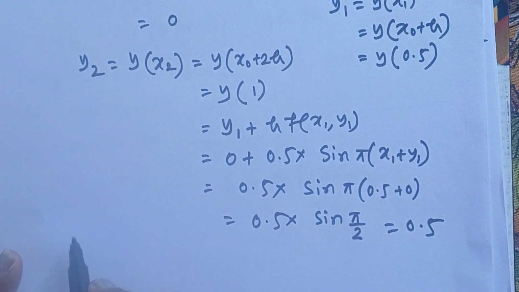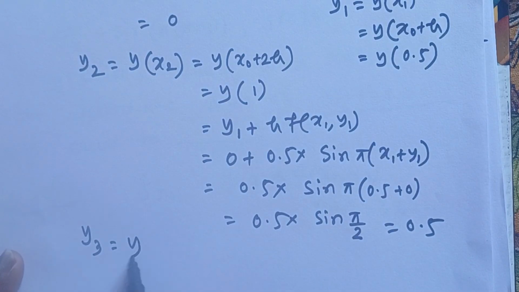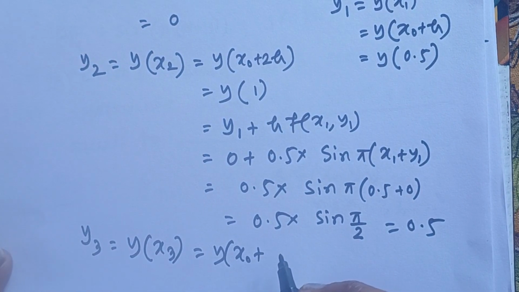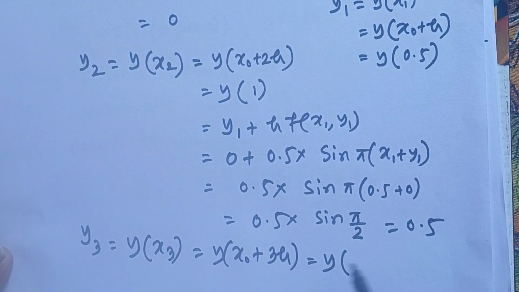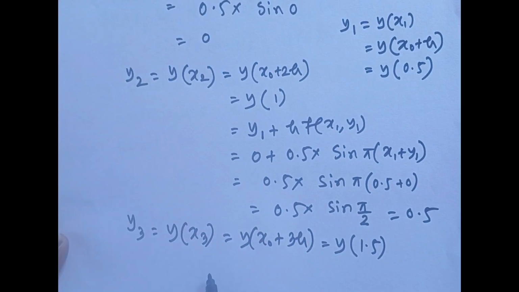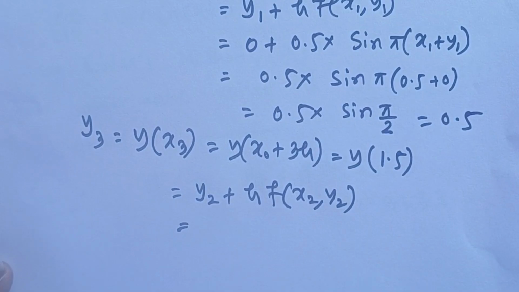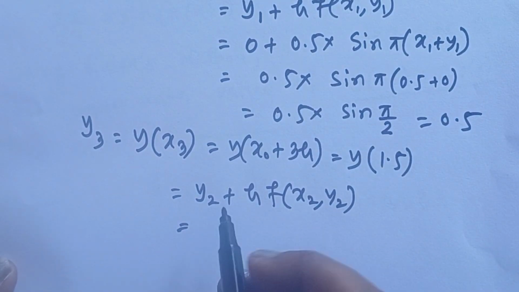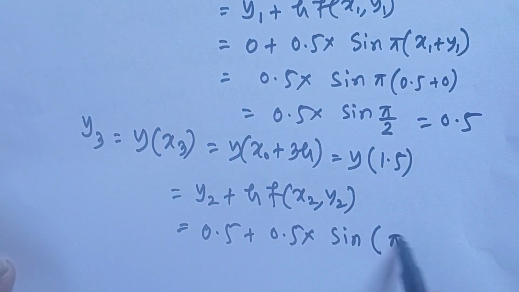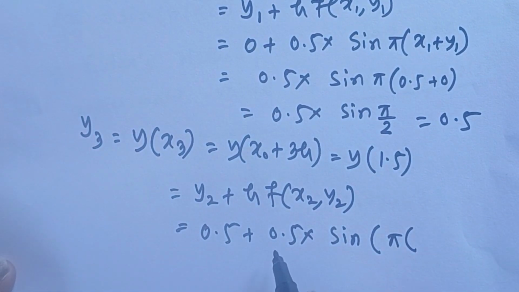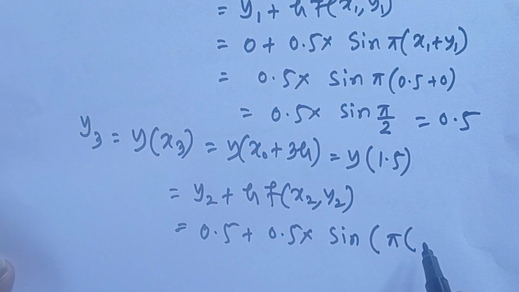Now we will find y3. What is y3? y3 is y(x3), and this is equal to y(x0 + 3h), which is y(1.5), because x0 = 0 and h = 0.5. So this equals y2 + h f(x2, y2), and y2 we already obtained is 0.5, plus the h value 0.5 times f(x2, y2), that is sin(π × x2), where x2 is 1 and y2 is 0.5, that is 1/2.